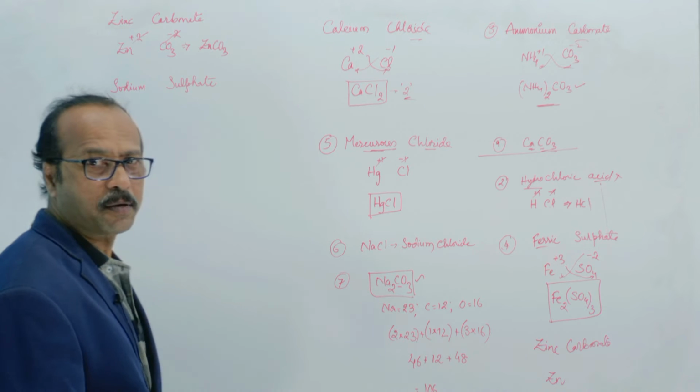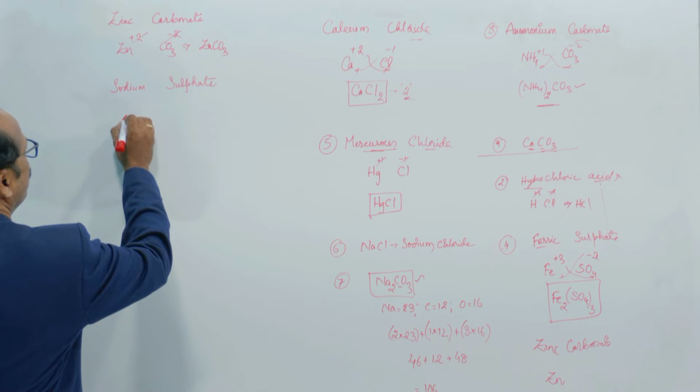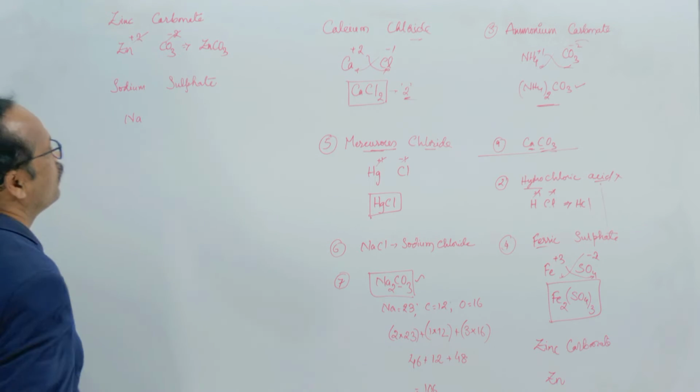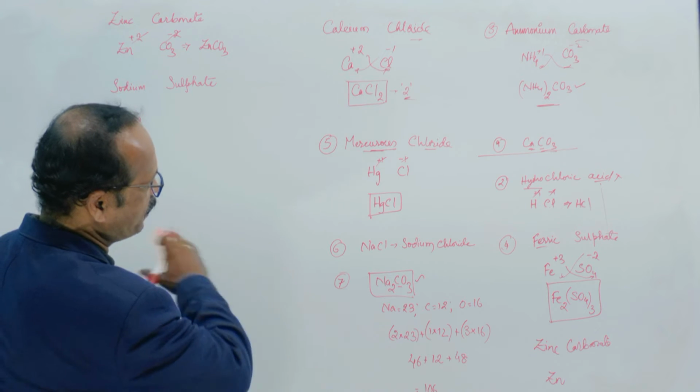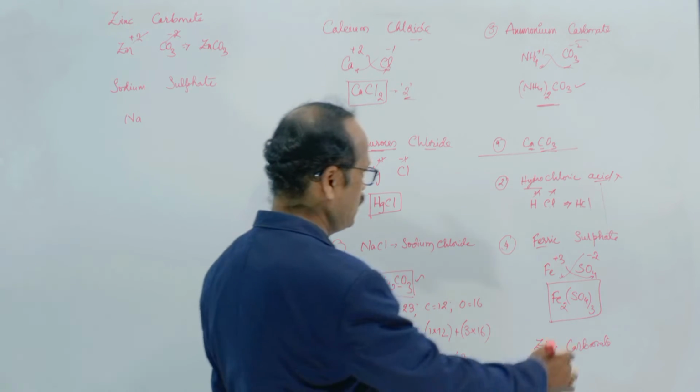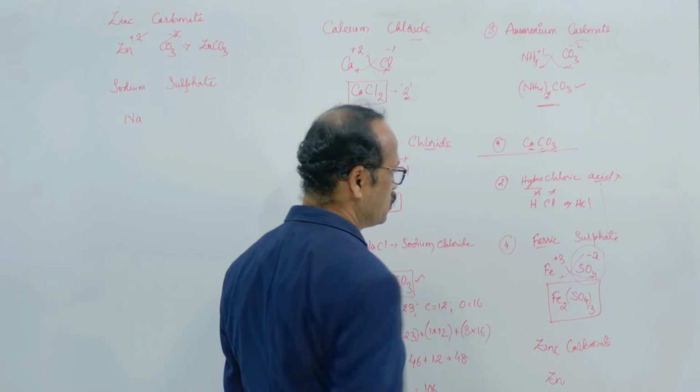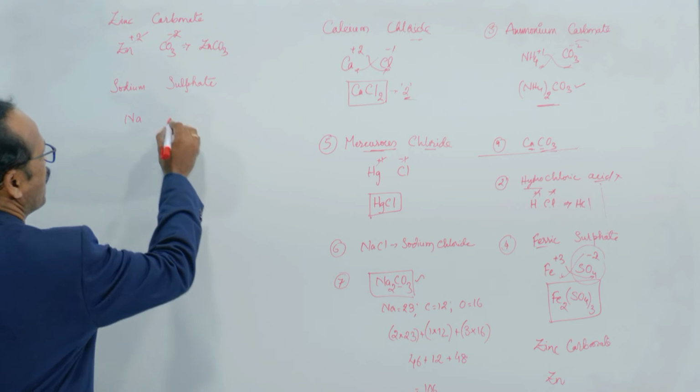Sodium. What is the symbol of sodium? Na. What is the sulfate? Sulfate is SO4.